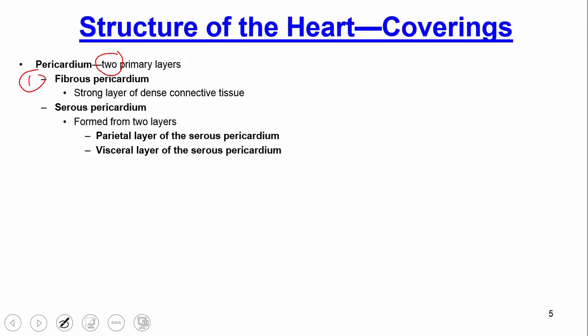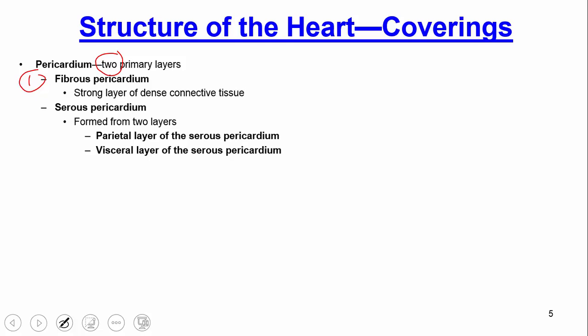Now, here's the thing that you want to think of. What it does, what is the point? Well, it holds the heart in place in the body, so the heart isn't like floating around your chest cavity, right? So it holds it in place. And the second thing is that it's so strong it helps prevent the heart from overfilling with blood. Okay, let's look at the next two layers here.